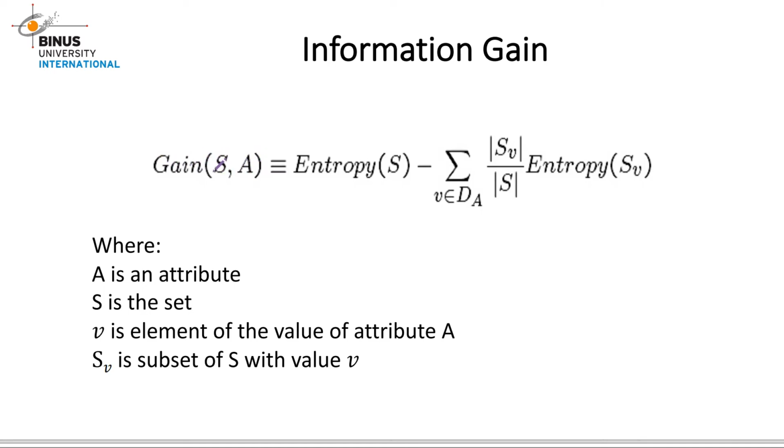Information gain of a set S, comma, attribute A, equals the entropy of the whole set minus the sum of the proportions of the value subset from the whole set multiplied by the entropy of the value itself. Okay, v is an element of the values of attribute A. A is an attribute, S is the set, and V is the subsets.